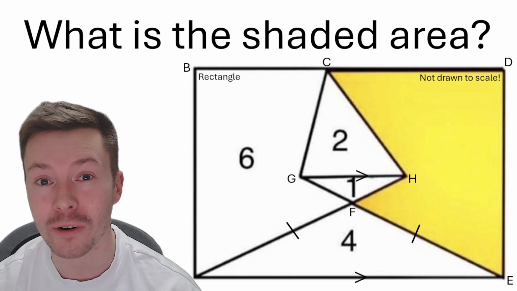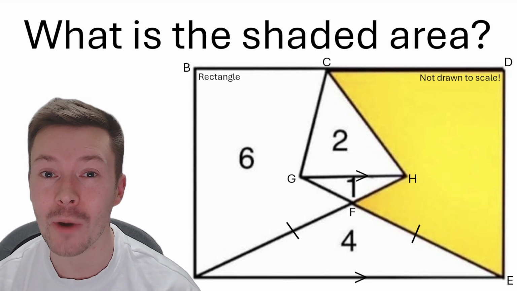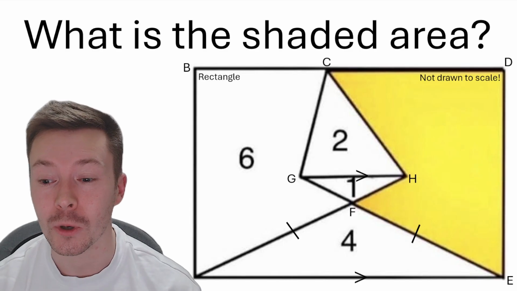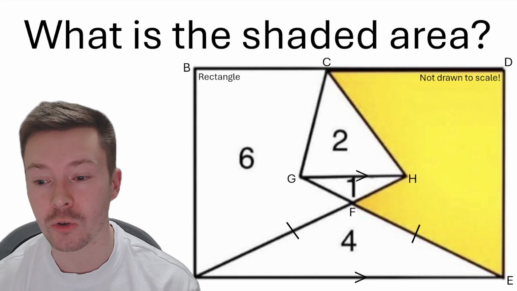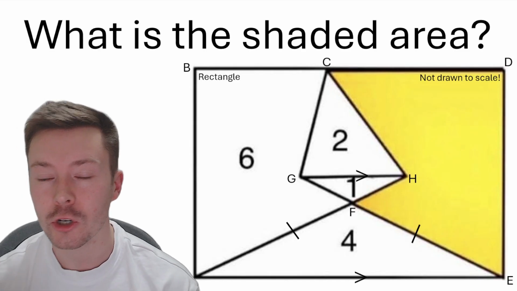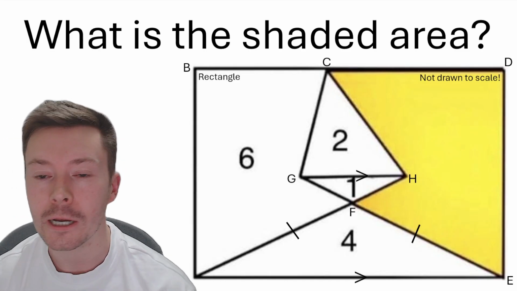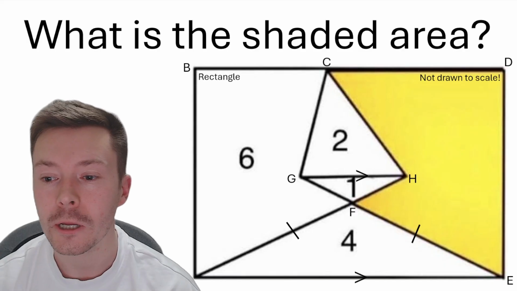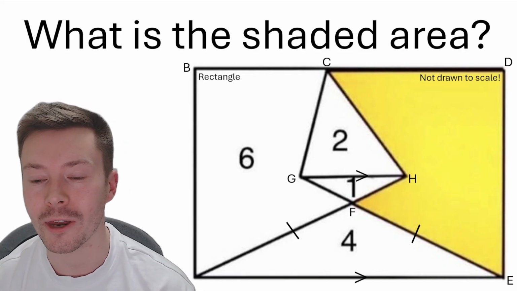This week's problem is about trying to find the shaded yellow area inside of this rectangle. Now, we have got an isosceles triangle with an area of 4 at the bottom. Just above that, we've got another isosceles triangle with an area of 1. And above that, we've got a triangle with an area of 2.